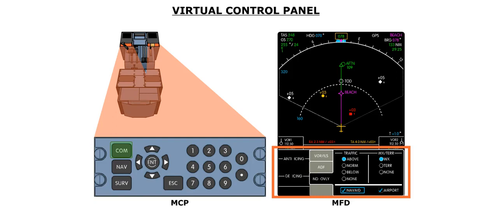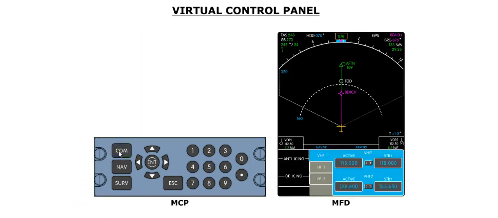Click on the COM push button to display the VCP communications page. Once the VCP is displayed, you can select the desired radio. The selections are VHF or HF. The four arrow keys are used to move the cursor around the VCP display.